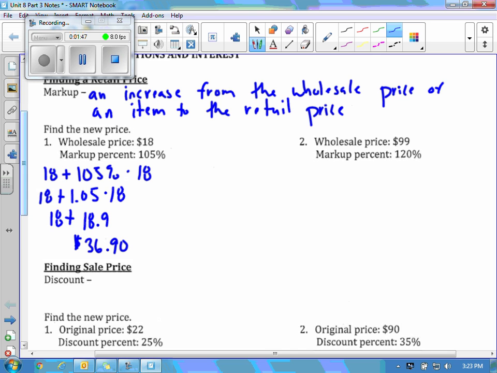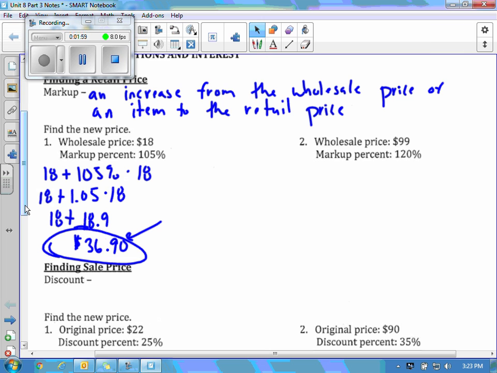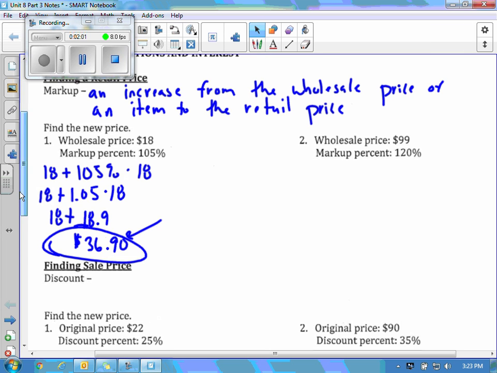Again, you're looking for a price, so make sure you have a dollar sign, and dollar values always go to 2 decimal places. So make sure your final answer looks like that. Again, when we do a markup, we're adding, so you can go ahead and do that example there.